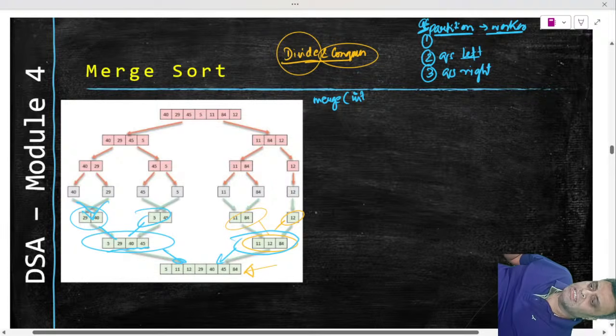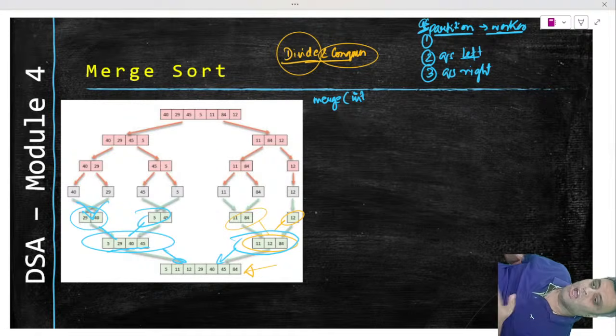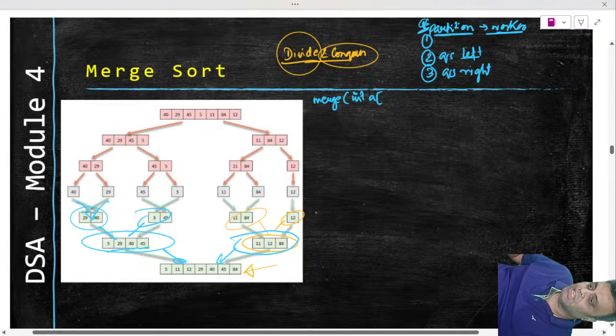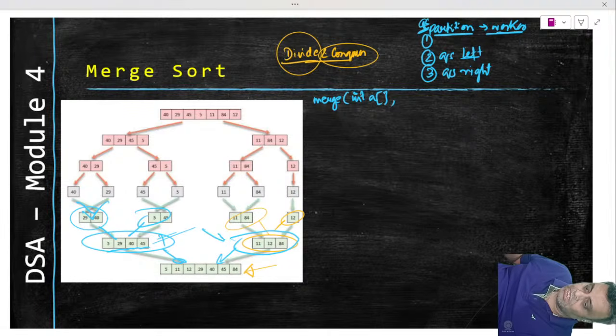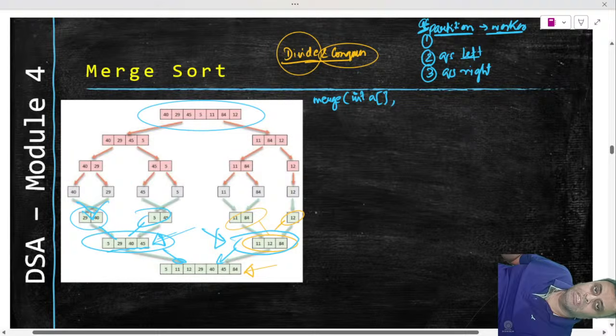But as I said, our array is not getting divided physically. We are just maintaining pointers to divide the array, right? So how many pointers do we need? We need the array first of all, which is our A. And in order to merge, we need both these arrays. We need this array, and we also need this array. Both these arrays are a part of the larger array itself. Only thing is we have to give the left and right pointers properly.